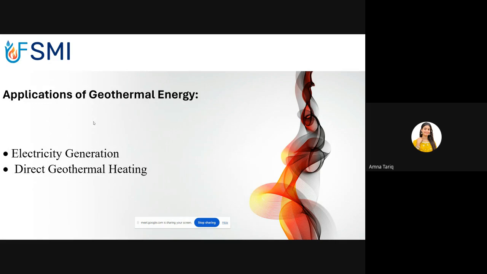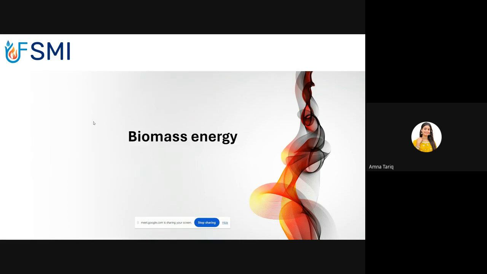Electricity generation. The primary application of geothermal energy is generating clean and reliable electricity. Hot water from geothermal sources can be used directly for space heating in homes.